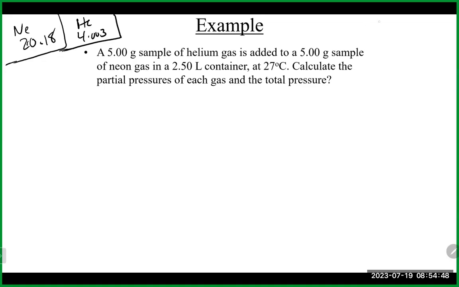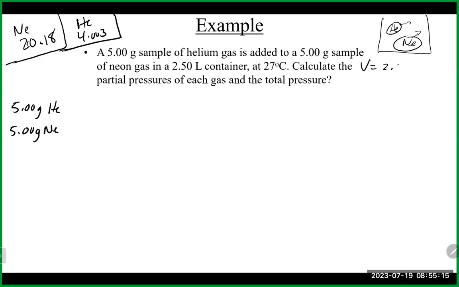So we obviously have a mixture of gases here. So partial pressure situation, we've got helium, we've got neon floating around in the same container. Again, the consequence of the ideal gas law is it doesn't really matter that they're in there together. We could almost think of them as being in there by themselves. So we do have 5 grams of helium. We also have 5 grams of neon. And in this case, we do have a volume of 2.5 liters. We also have a temperature of 27 degrees Celsius. Since it's a gas, we know we need to convert it anyways here. So that's going to give us 300 Kelvin.